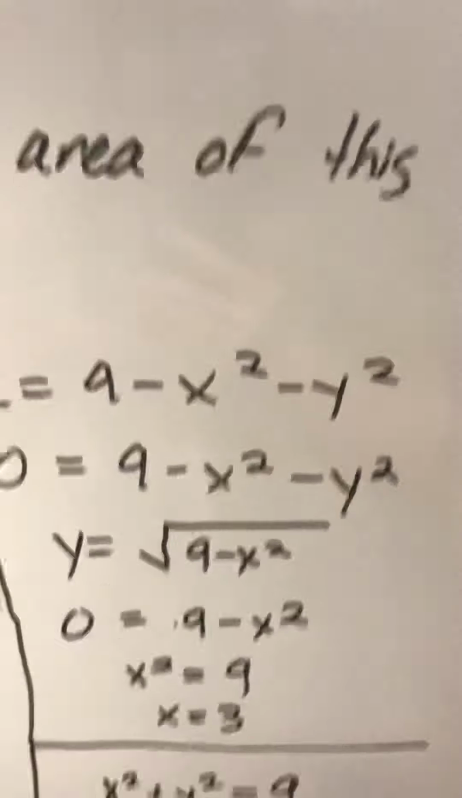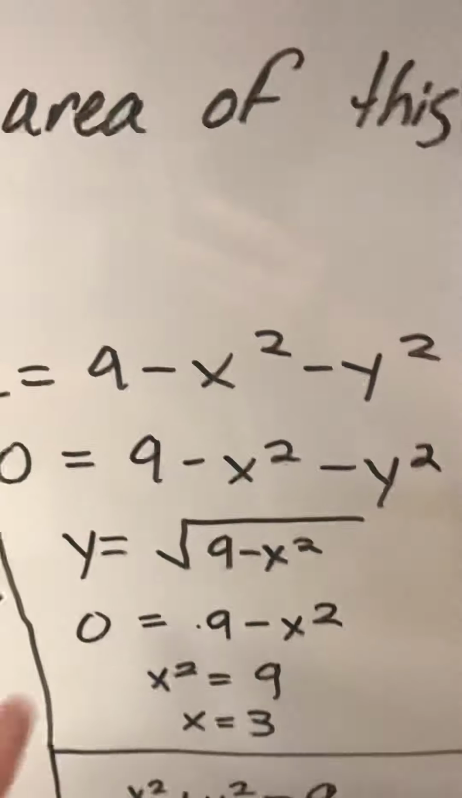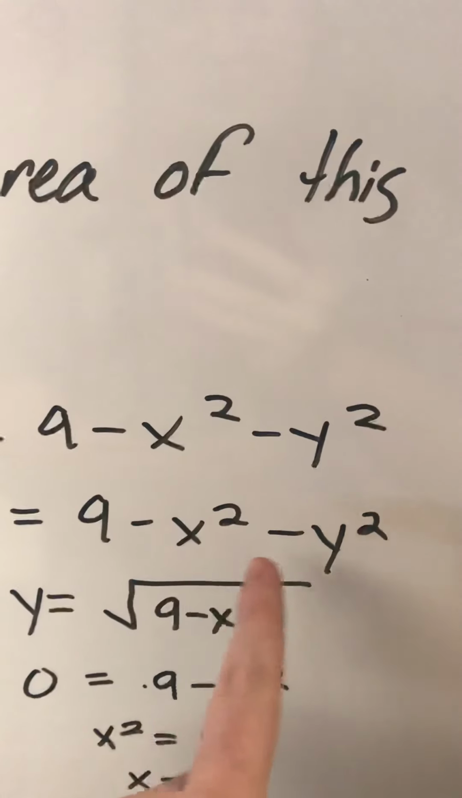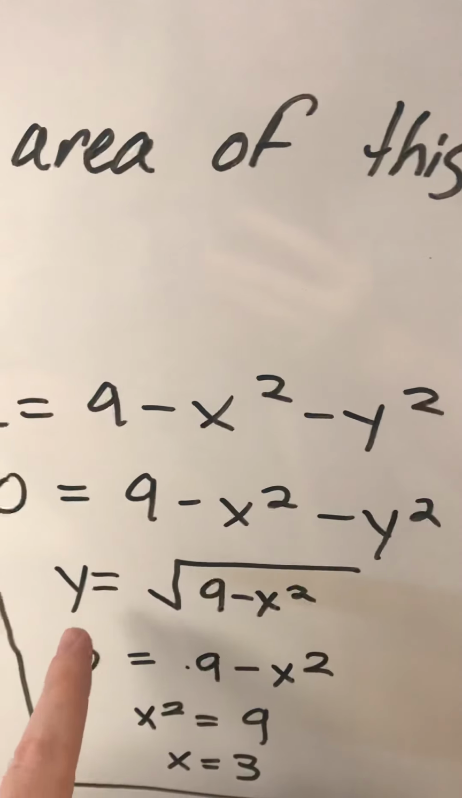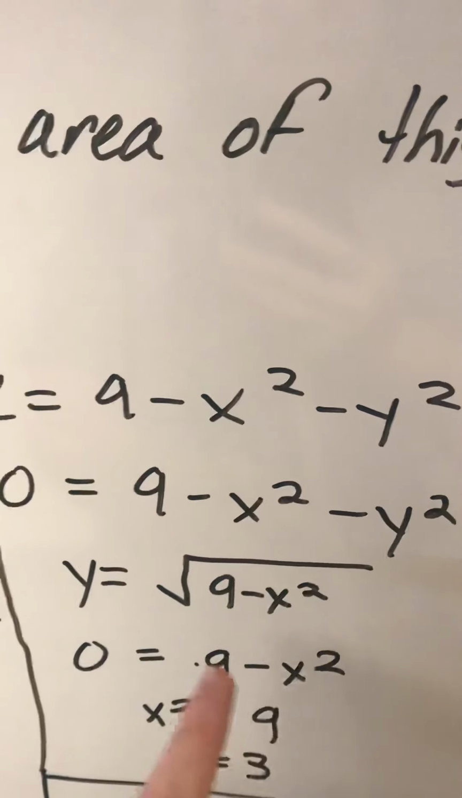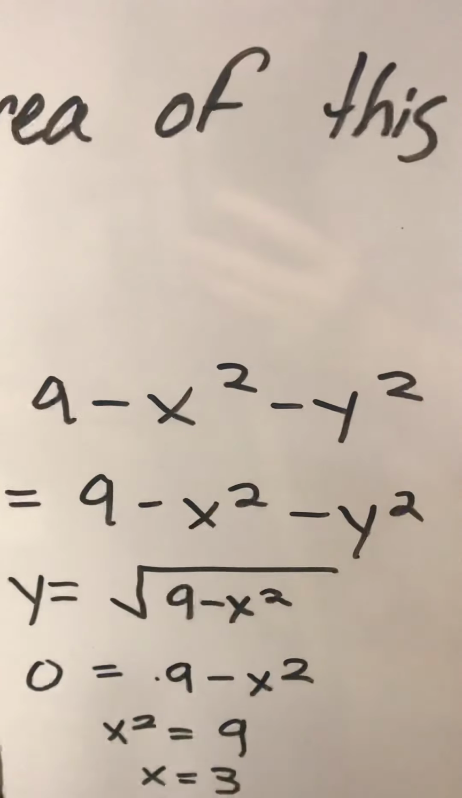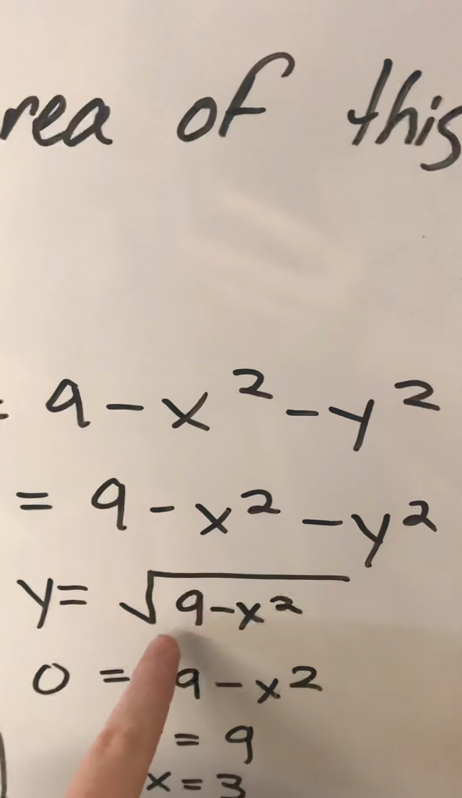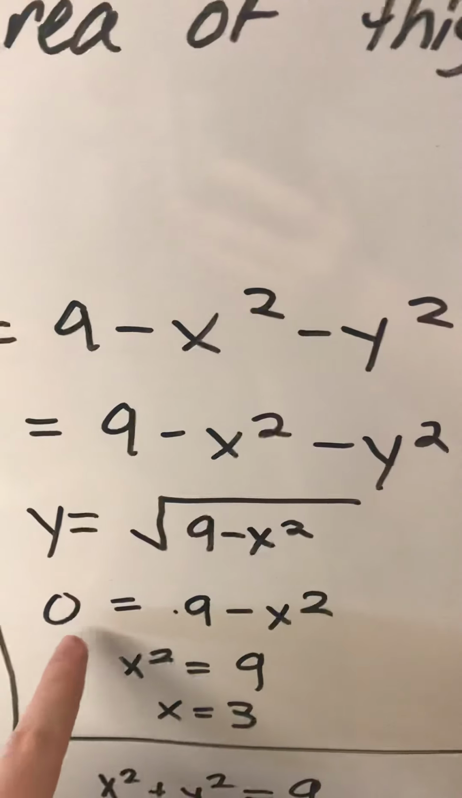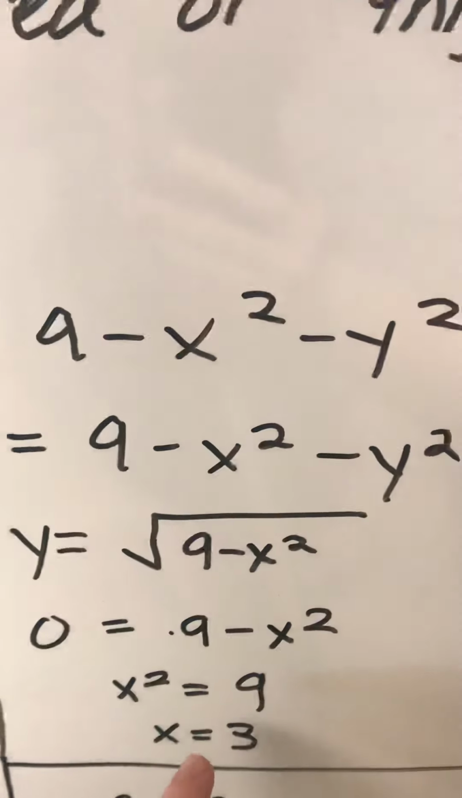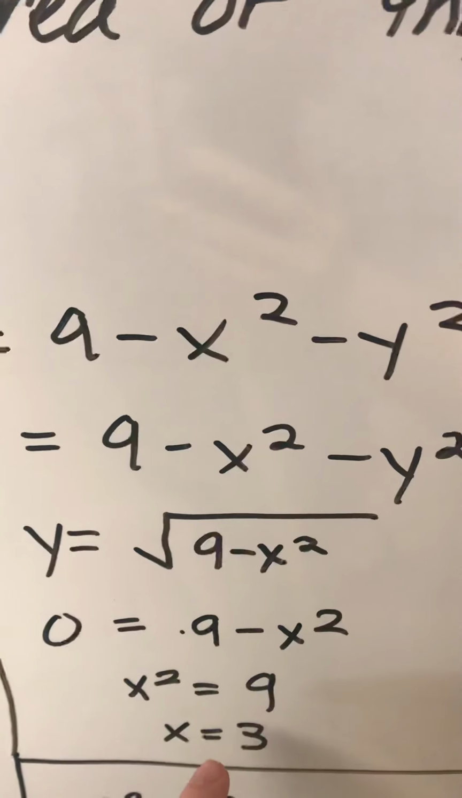So let's go ahead and solve for our limits of integration. Z is this function here, so plug in 0 for z to get 9 minus x squared minus y squared equals 0. So y equals the square root of 9 minus x squared, which means our y limits of integration are going to go from 0 to this function of x. And then we plug in 0 for y and solve for x to get 3, which means our limits of integration for x are going to be 0 to 3.